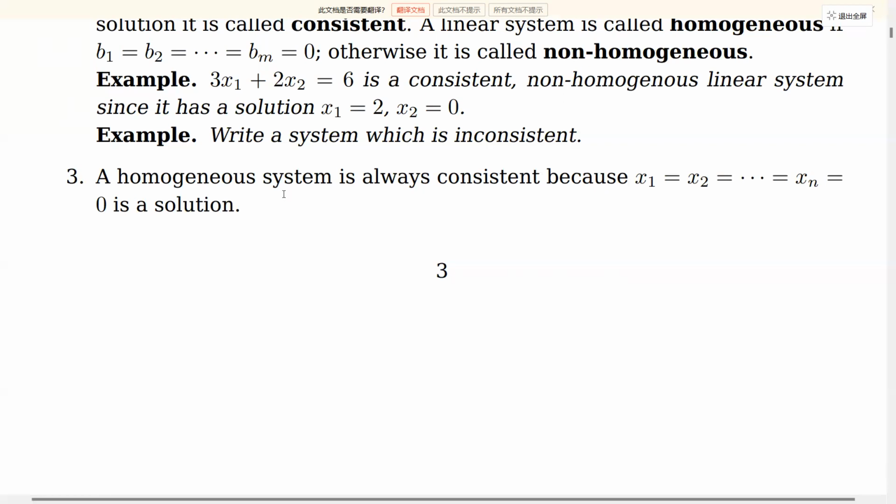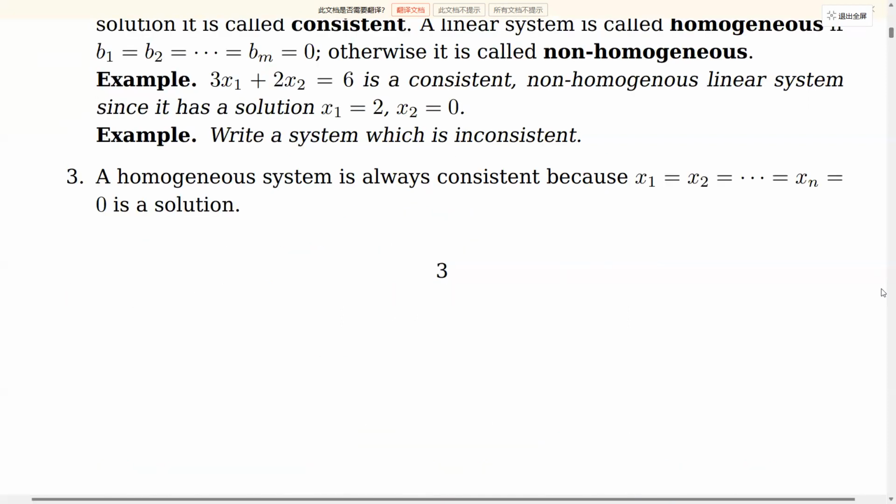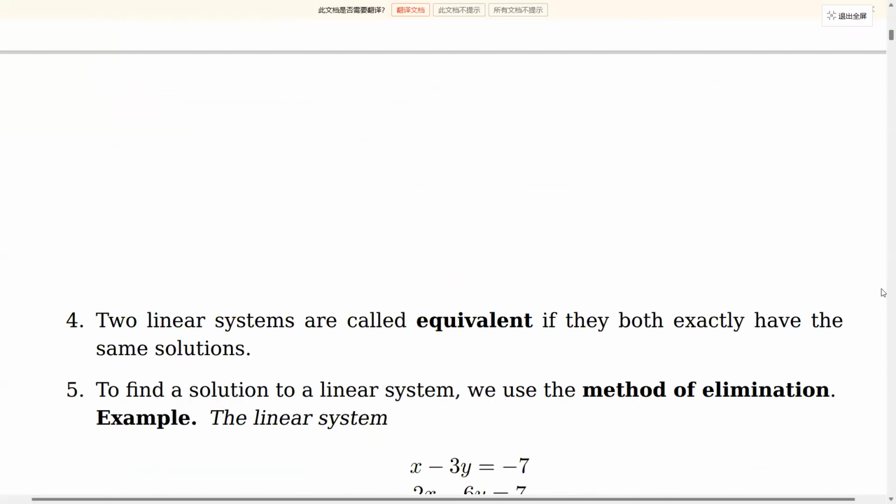So as I said, the homogeneous system is always consistent because if you put all the arguments x to be 0, then the system is always true. Just imagine you get all 0 on the right. So then it always has the solution of x1 equal to 0, x2 equal to 0, and all the variables equal to 0. It will be a solution to the system, right? Any questions? I think this is pretty straightforward. You already know that, and there's nothing to learn about this, actually.